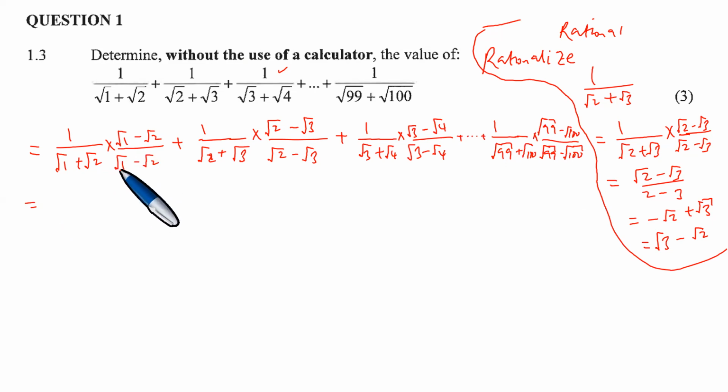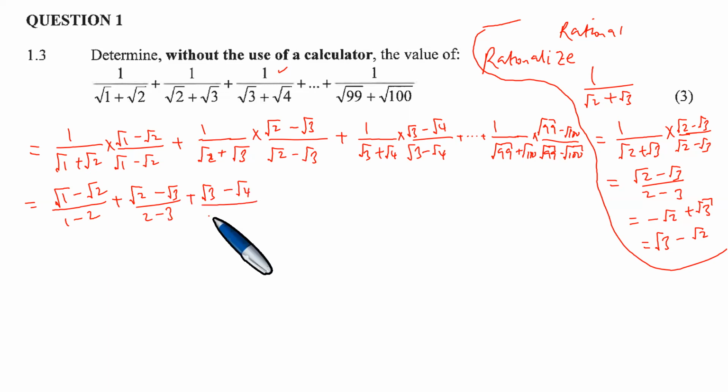So if you multiply this one here, it's going to become what? So if you multiply, it's going to become the square root of 1 minus the square root of 2. So if you multiply by the square root, it becomes 1 minus 2. Plus the square root of 2 minus the square root of 3. Multiply, it becomes 2 minus 3. Square root of 3 minus square root of 4. You multiply, it becomes 3 minus 4.